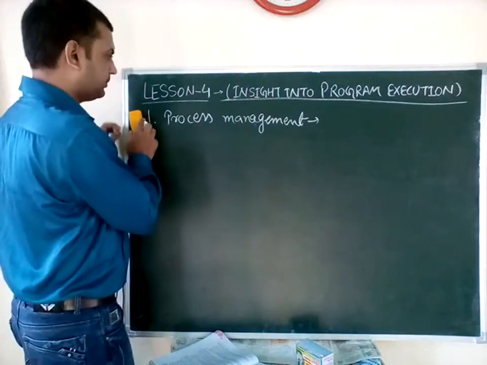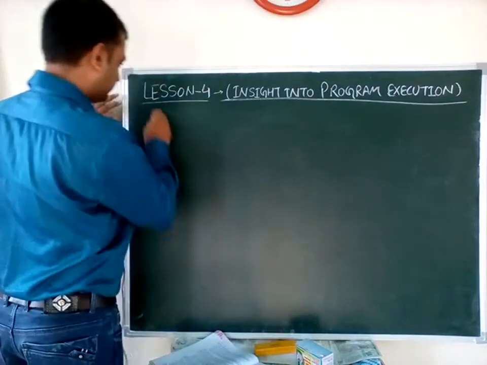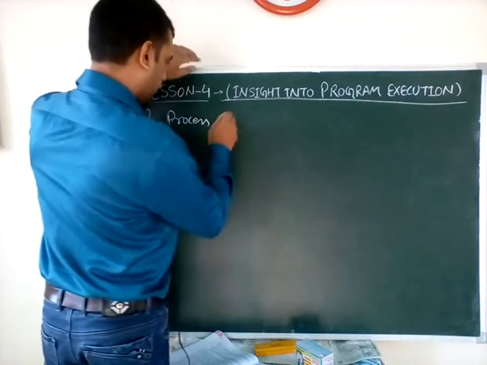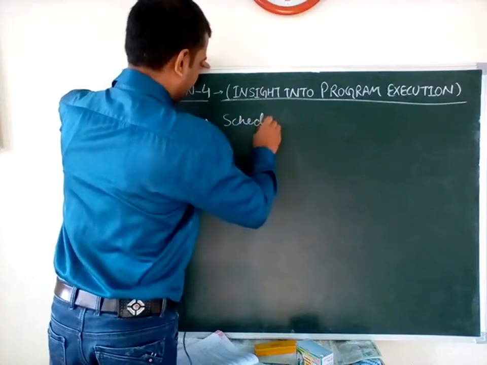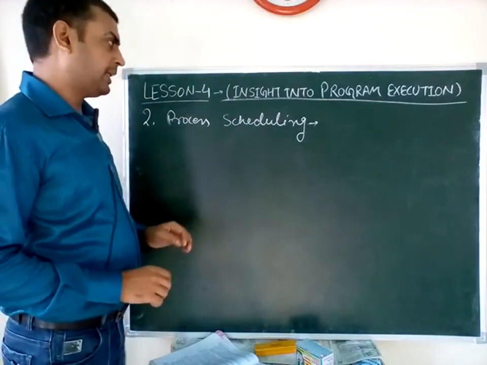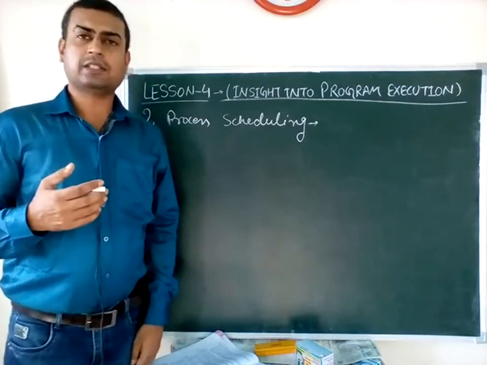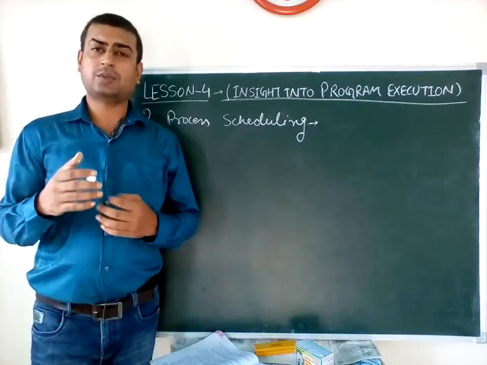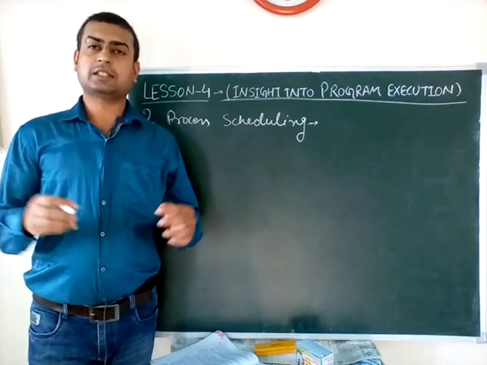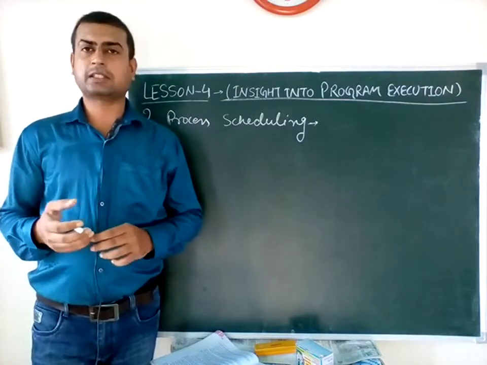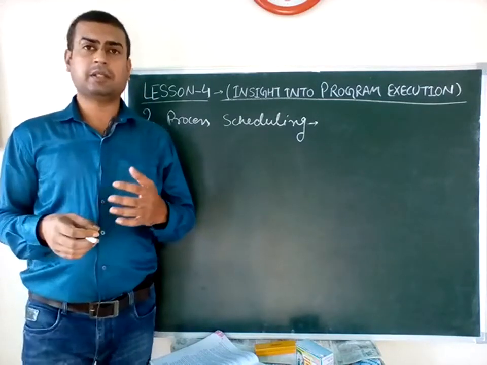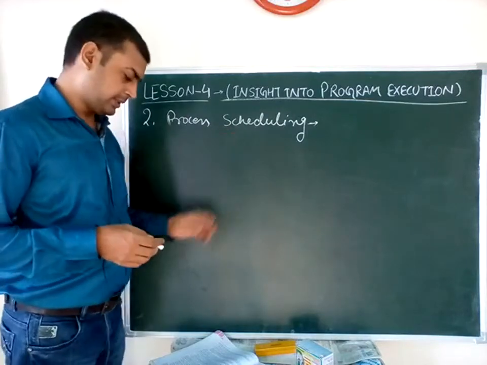Now how it is scheduled. Process scheduling by the OS. Now we have seen how it is evaluated, how it is executed in the main memory in the computer system. Now how it is scheduled: which program will be executed first, which has to wait, what should be the waiting time, everything will be evaluated by this process scheduling.